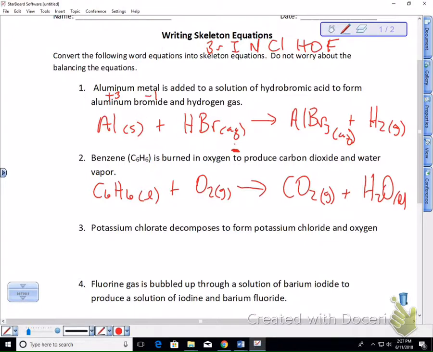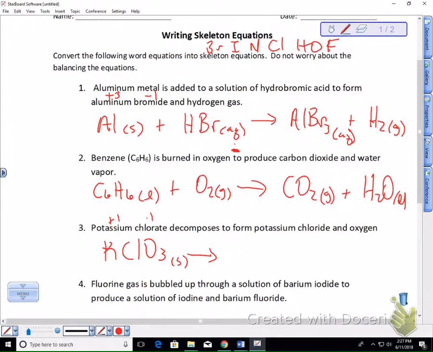All right, number 3, potassium chlorate decomposes. So there's my verb. Usually where the verb is where your yield sign goes. Potassium chlorate is ionic, so let's think about the charges. Potassium is +1, chlorate is -1. So this is going to be just KClO3. And that is solid.